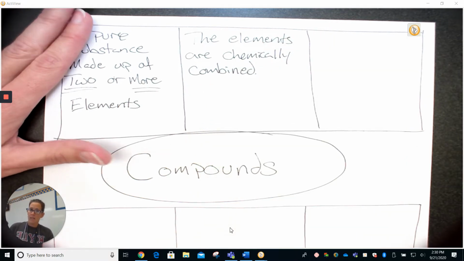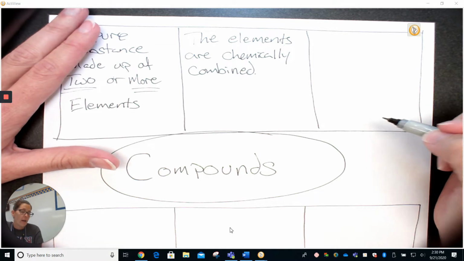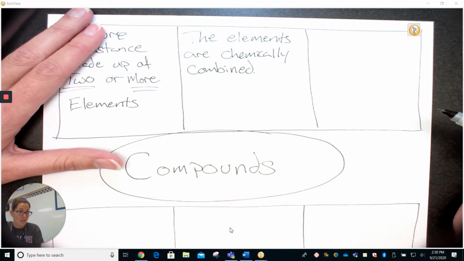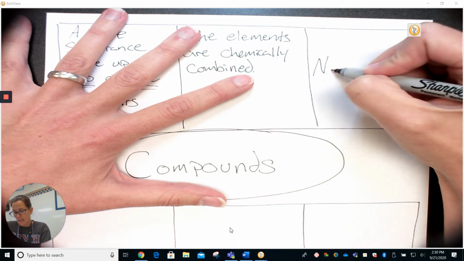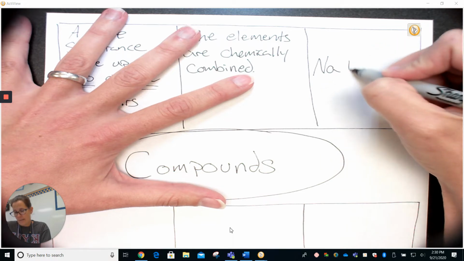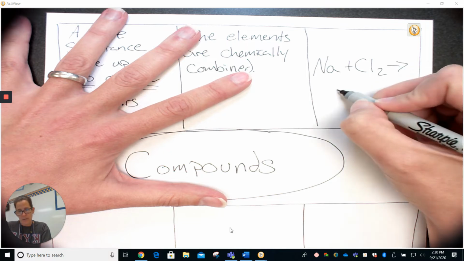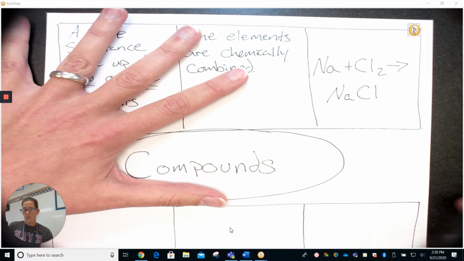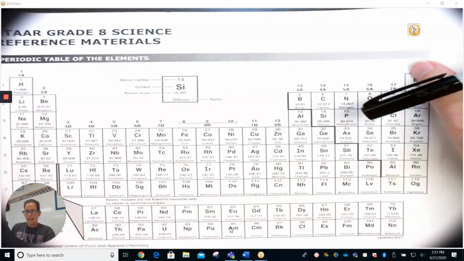Okay, so in this last box up here, we're going to write an example of a compound that you probably have in your kitchen right now. So the example is Na plus Cl2, and that's going to equal, I'm going to go down here, NaCl. So do we want to know what that means? Well, let's get our periodic table over here, and we'll figure out what this Na is.